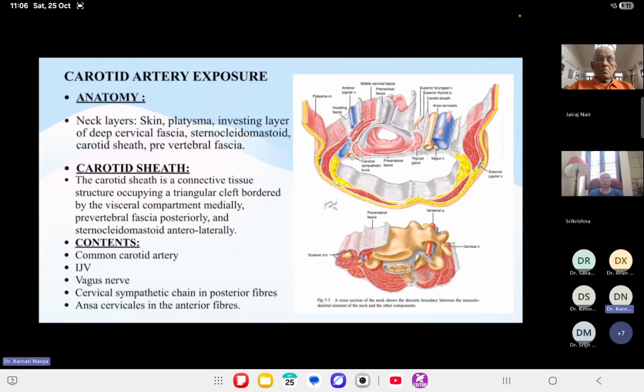The prevertebral fascia is on the posterior side. Above, you can see the platysma, investing layer of the deep cervical fascia, which holds the anterior jugular vein. Then anterolaterally, you have the sternocleidomastoid muscle. Behind it is the carotid sheath, which holds these contents. As shown, carotid artery, internal jugular vein. In the anterior fibers, you can see the ansa cervicalis on the right side, and posteriorly, you can see the vagus nerve and the sympathetic chain.